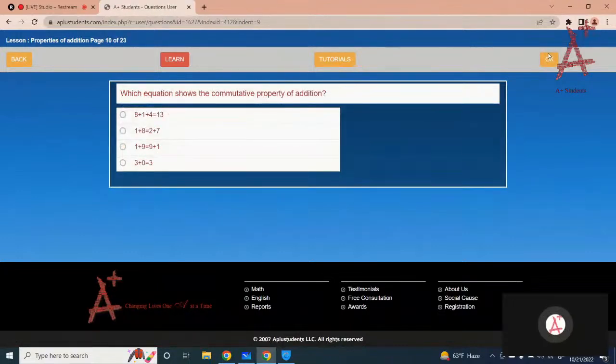Okay, which equation shows the commutative property of addition? The commutative property is when you have two numbers involved, and on both sides of the equality the numbers are exactly the same. The second one has four numbers involved, and on both sides of the equality the numbers are different. So the correct option is the third one. Got it?